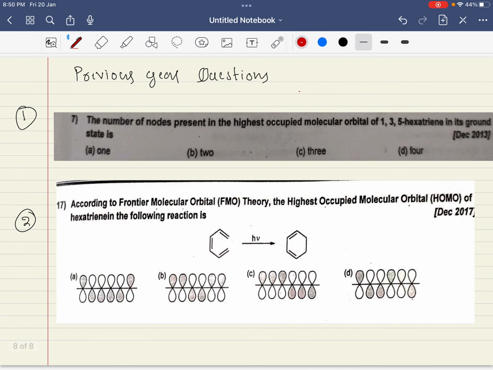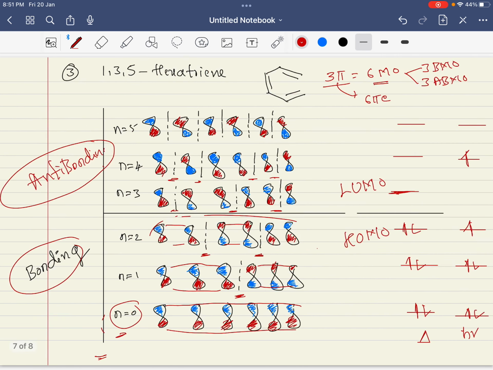And next thing is, we'll see some previously appeared CSIR NET questions. This one appeared in December 2013 and this one appeared in December 2017. The first one asks the number of nodes present in the HOMO, highest occupied molecular orbital, of 1,3,5-hexatriene. We studied a few seconds ago the molecular orbital diagram of 1,3,5-hexatriene. We shall see just that one only.